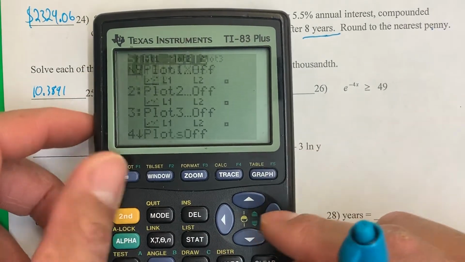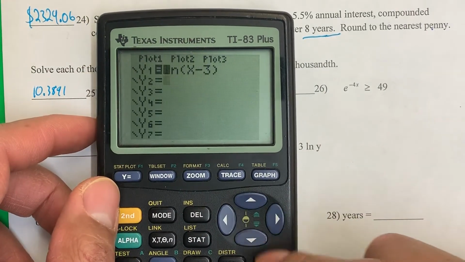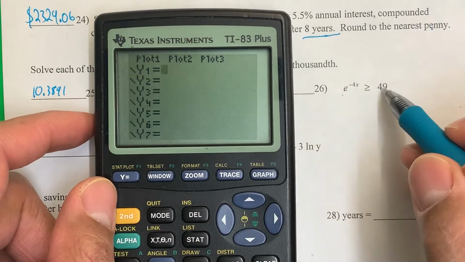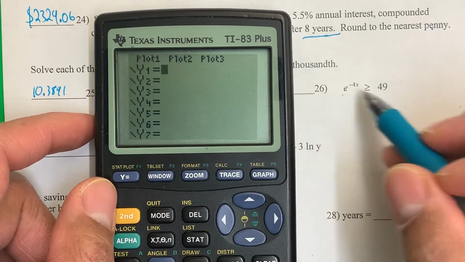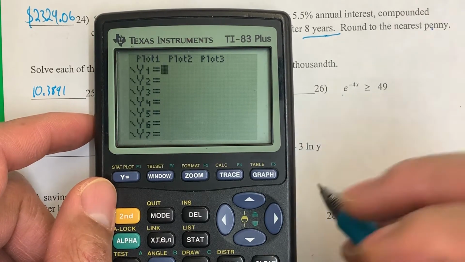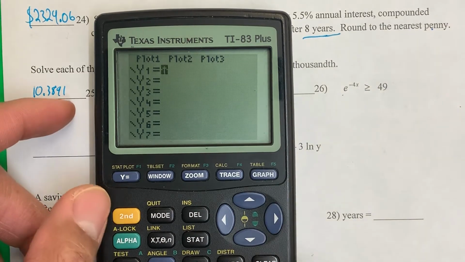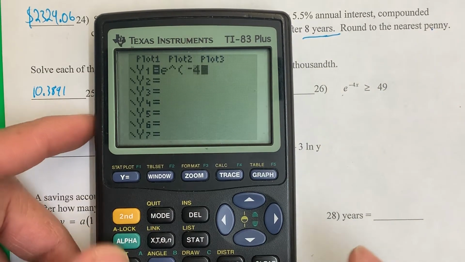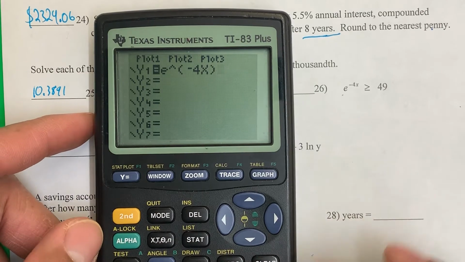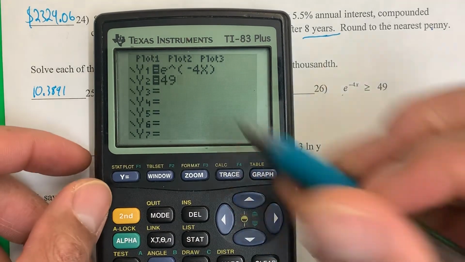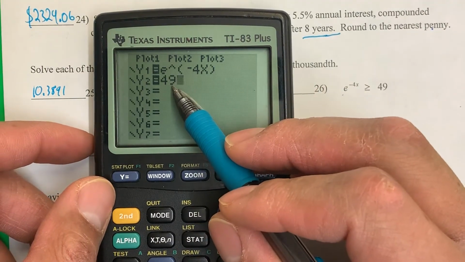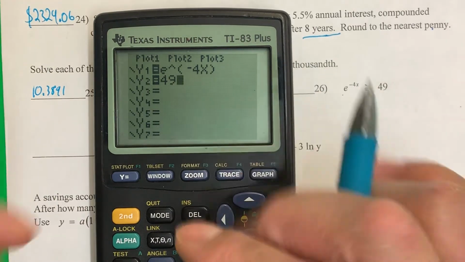Next one. Oops. Clear. Clear. Graph the left side, graph the right side, see where the left side is above the right side, okay? Now, second e to the negative 4x, close parentheses, and 49. Now again, horizontal line, just a number, through 49, you're gonna have to adjust your window.